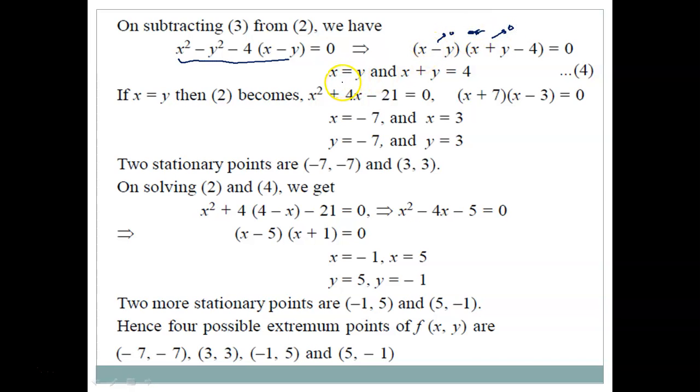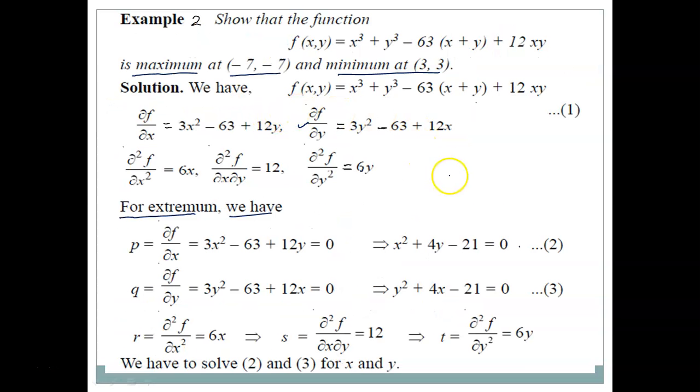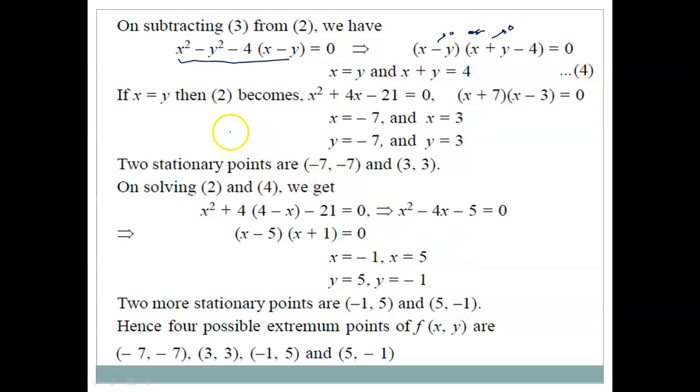When you consider that this part is 0, then you get x equal to y. And when you consider this part is 0, then x plus y equal to 4. So this is equation 4. Now we consider the first case. If x equal to y, then in equation number 2, when you put x equal to y, it becomes x square plus 4x minus 21. And from this equation, after the factorization, x plus 7 into x minus 3 equal to 0.